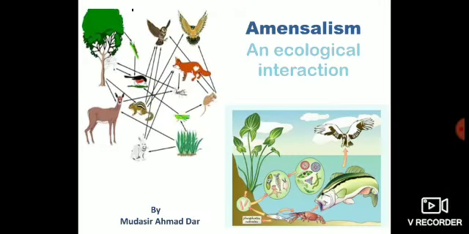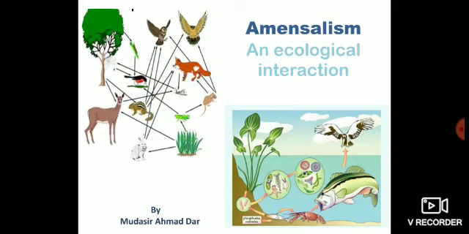My dear students, today we will briefly explain the concept of Ammensalism. Ammensalism is a type of negative population interaction. Negative population interactions are those interactions in which either one species or both the species are negatively affected.